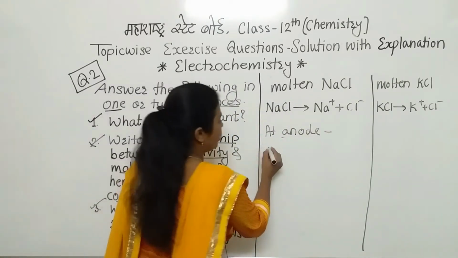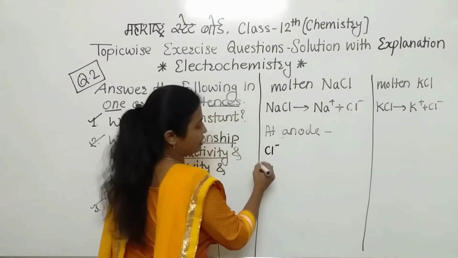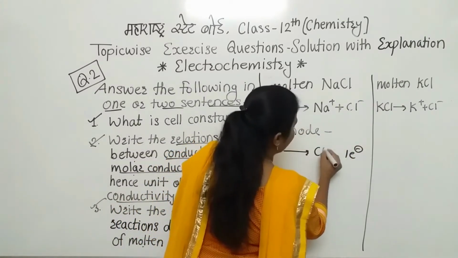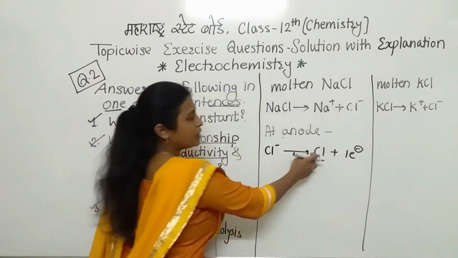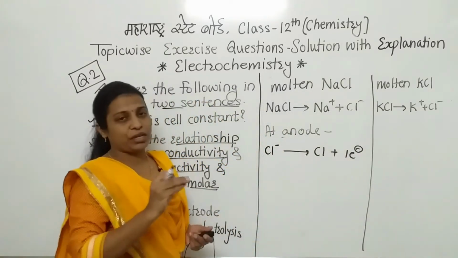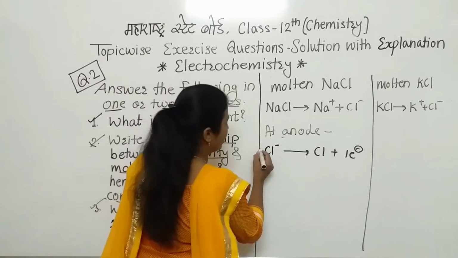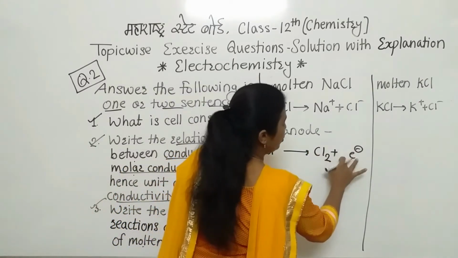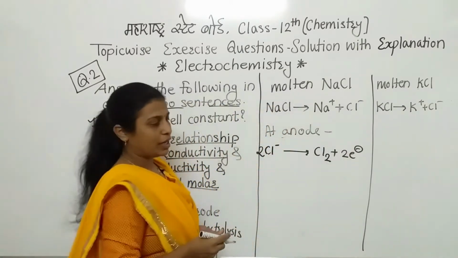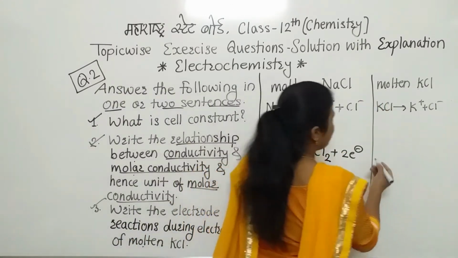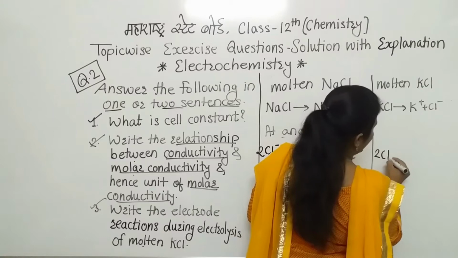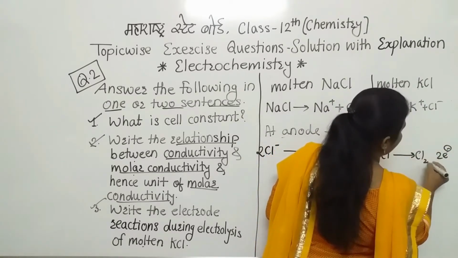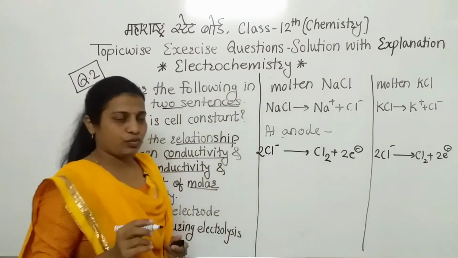So here when chlorine, Cl minus, the chloride ion, loses one electron, there is a formation of Cl, but that chlorine in its atomic form is unstable. So simply we are taking 2 moles of Cl minus, and there is a formation of Cl2 with the loss of 2 electrons. For molten KCl also the same reaction: 2 Cl minus loses 2 electrons and Cl2 gas is formed.